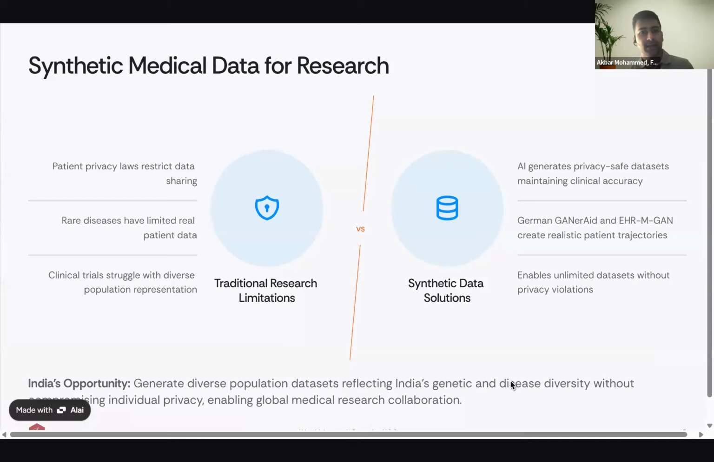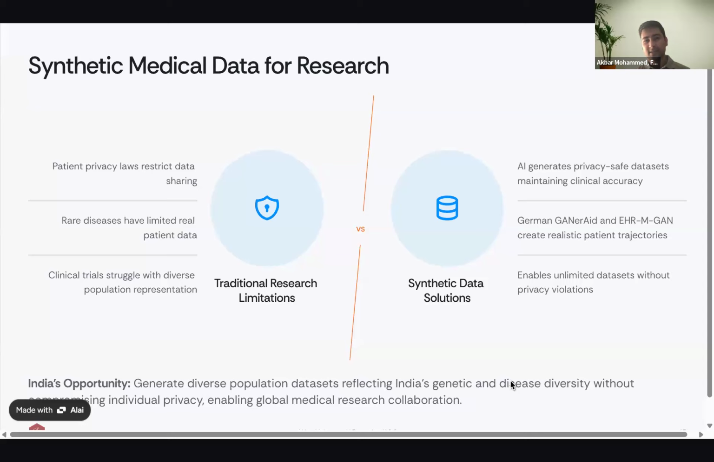The first one is on synthetic medical data. I touched upon this earlier, basically being able to create synthetic copies of data that can pass off as actual medical data. What used to happen in the past is, medical data is a very sensitive topic. Almost every country will not allow an individual's medical data to be shared. It's by law. Even India has laws to protect your healthcare data records.